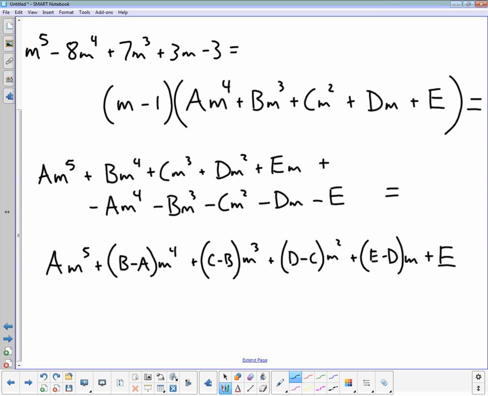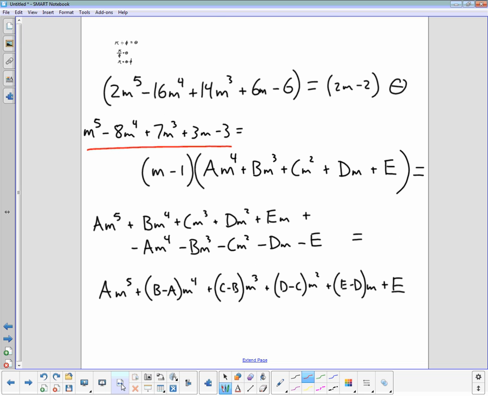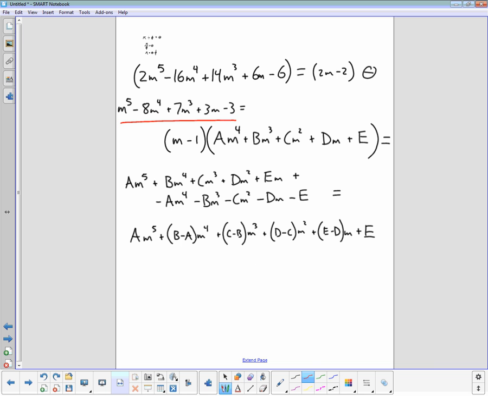And now we can correlate our coefficients. Looking back at the original polynomial, I can immediately say that a would have to be 1. And what also do we get for free? And the last one, e is equal to negative 3.